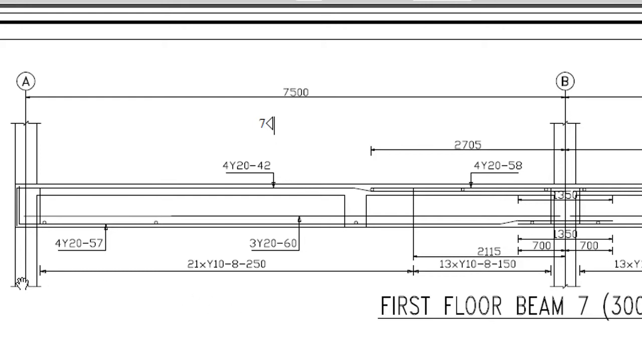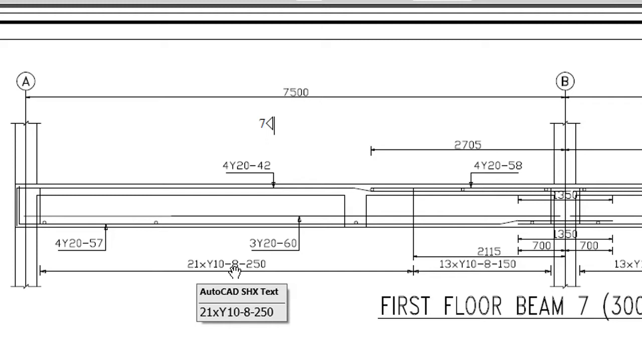Now look at this. You can see there's something like a dimension here. It is talking about the link. You understand? It's telling that from this point to this point you have a link, and the link is what? 20Y10-8-250, meaning you have 21 numbers of a particular stirrup, 21 number of that stirrup. The diameter of that stirrup is what? 10, Y10. You already know what Y means. 8 is the bar mark, that is the shape.